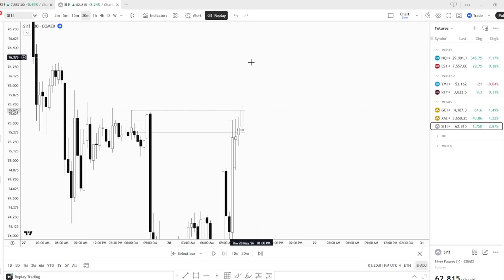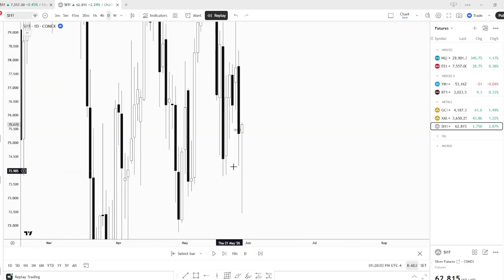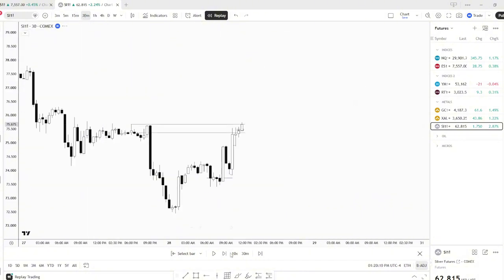However, would we expect much higher than this? If we zoom out to the daily, I would not expect higher than this because of how deep of a run we have to the lows. So let's play this out. We do end up going a little further, but then we just chop around until the new day opens up.